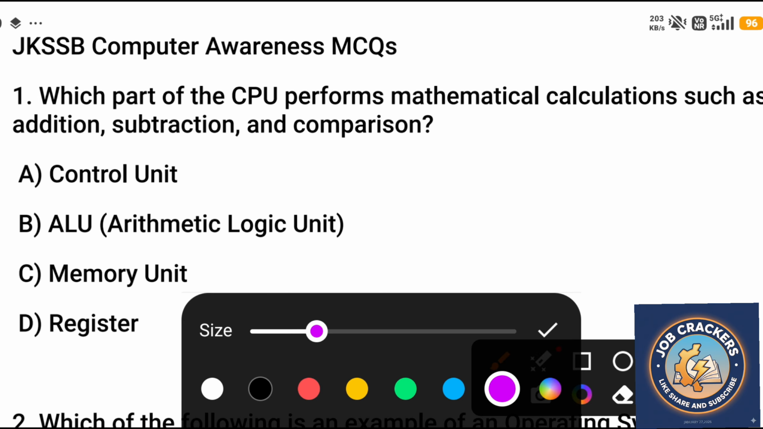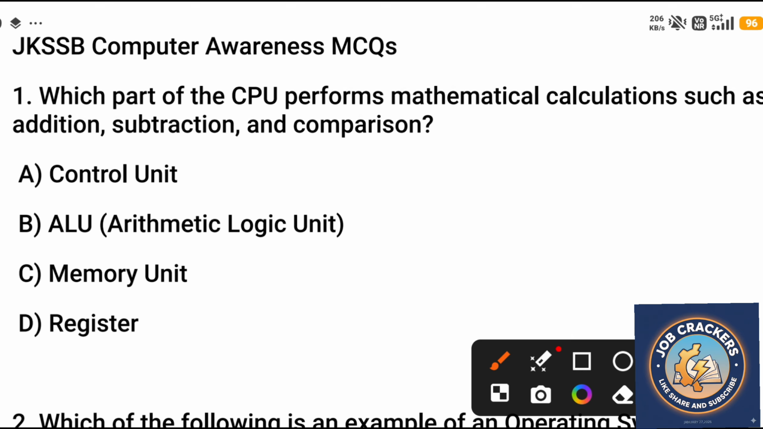Question first is, which part of the CPU performs mathematical calculations such as addition, subtraction and comparison? A. Control unit. B. ALU. C. Memory unit. D. Register. Correct answer is option B.